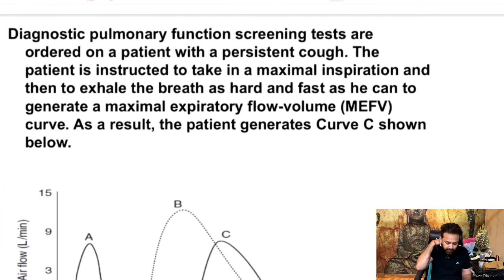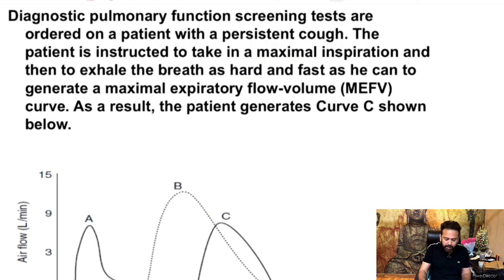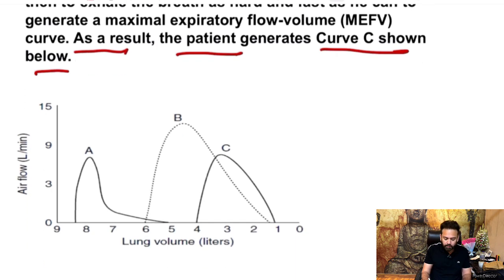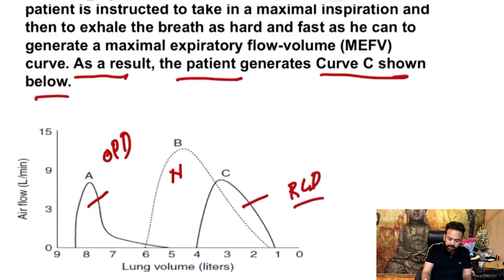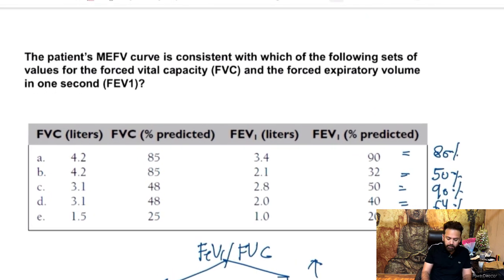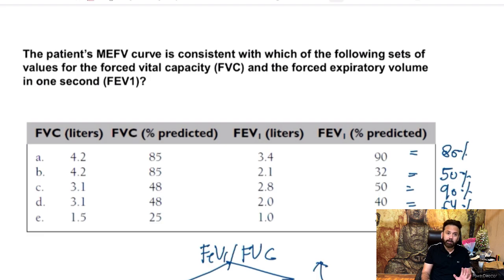Now, sometimes they will ask you a PFT question, and as the result the patient generates curve C shown below. Now you have to tell what is the diagnosis. See, this is the normal flow volume loop curve. This is COPD because it is a scalloped curve. It is a short curve but same shape. So it is what? It is simply RLD. So they are asking about curve C. Curve C is RLD. So which lab parameter will be correct for RLD?